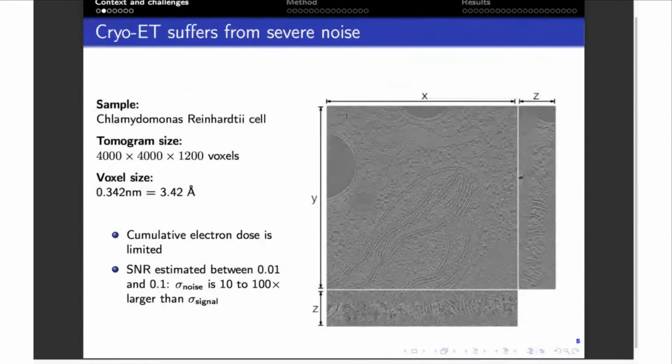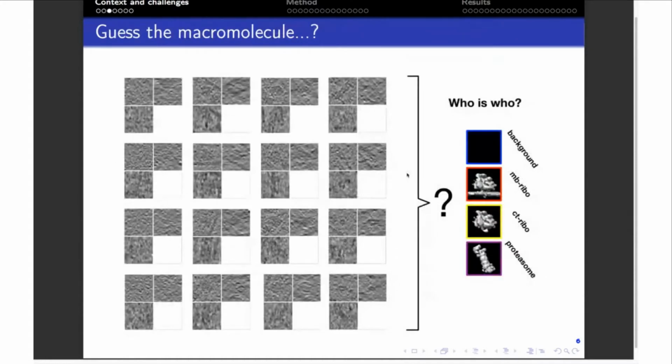So as you all know, cryo-electron tomography suffers from severe noise. The noise variance is 10 to 100 times larger than the signal. As a consequence, the cell structures and macromolecules are only light contrast changes. And as an illustration, here's a macromolecule classification task, where it is very difficult to discern things with the naked eye. And therefore, we need robust computational methods to perform classification.